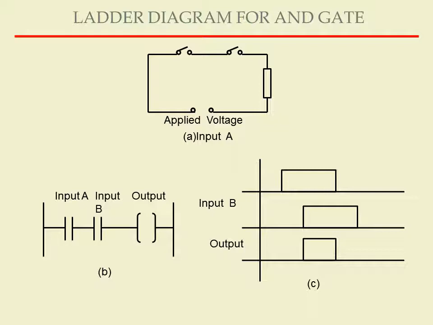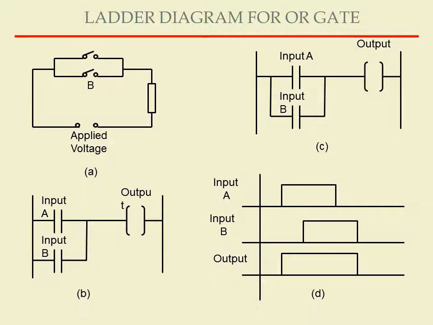See, whenever input A and input B are 0 0, at the output side there is also 0. When input A is 1, that is the high voltage, and input B is low, that is 0 voltage, then the output is also 0. Next, when input A is 1 and input B is 1, the output is also 1.